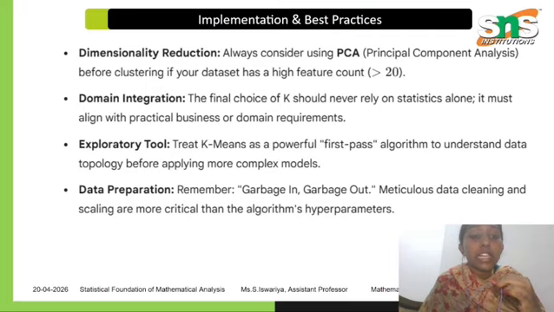And the next one is the exploratory tool. Treat K-means as a powerful first pass algorithm to understand data topology before applying more complex models. And the next one is data preparation. So remember, garbage in, garbage out. Meticulous data cleaning and scaling are more critical than the algorithm's hyperparameters.